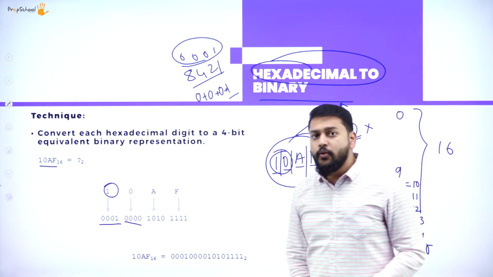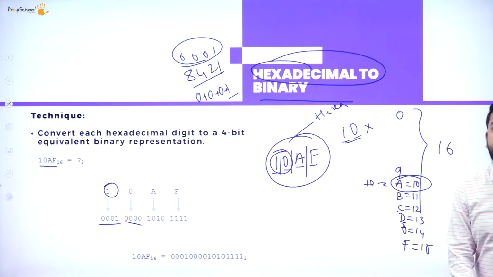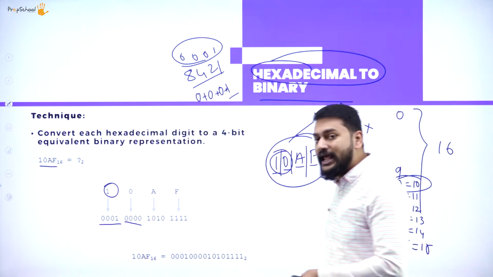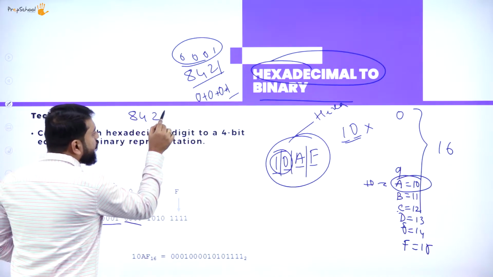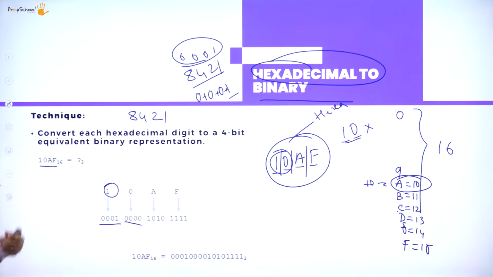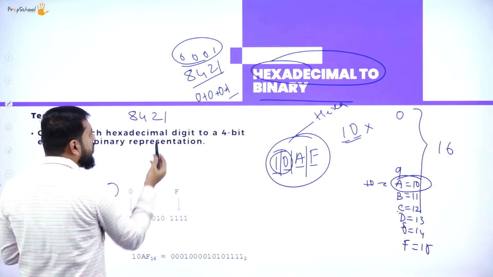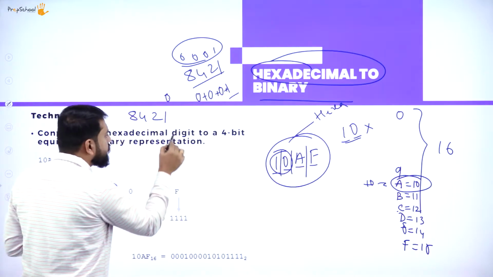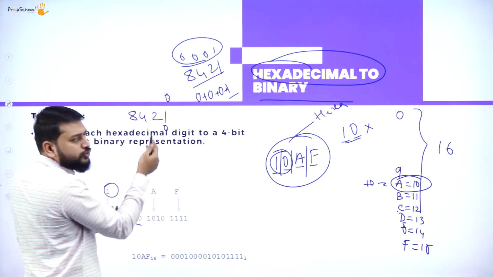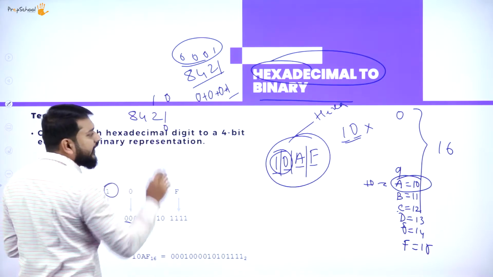So I have A. What is the equivalent value of A? A is equal to 10. Then how do I represent 10 using 8421 code? Please understand. Do I need 1? I don't need 1. So 0 into 1 is 0. So fine. Do I need 2? Yes, I need 2 because 8 plus 2 is 10. I will make it 1.